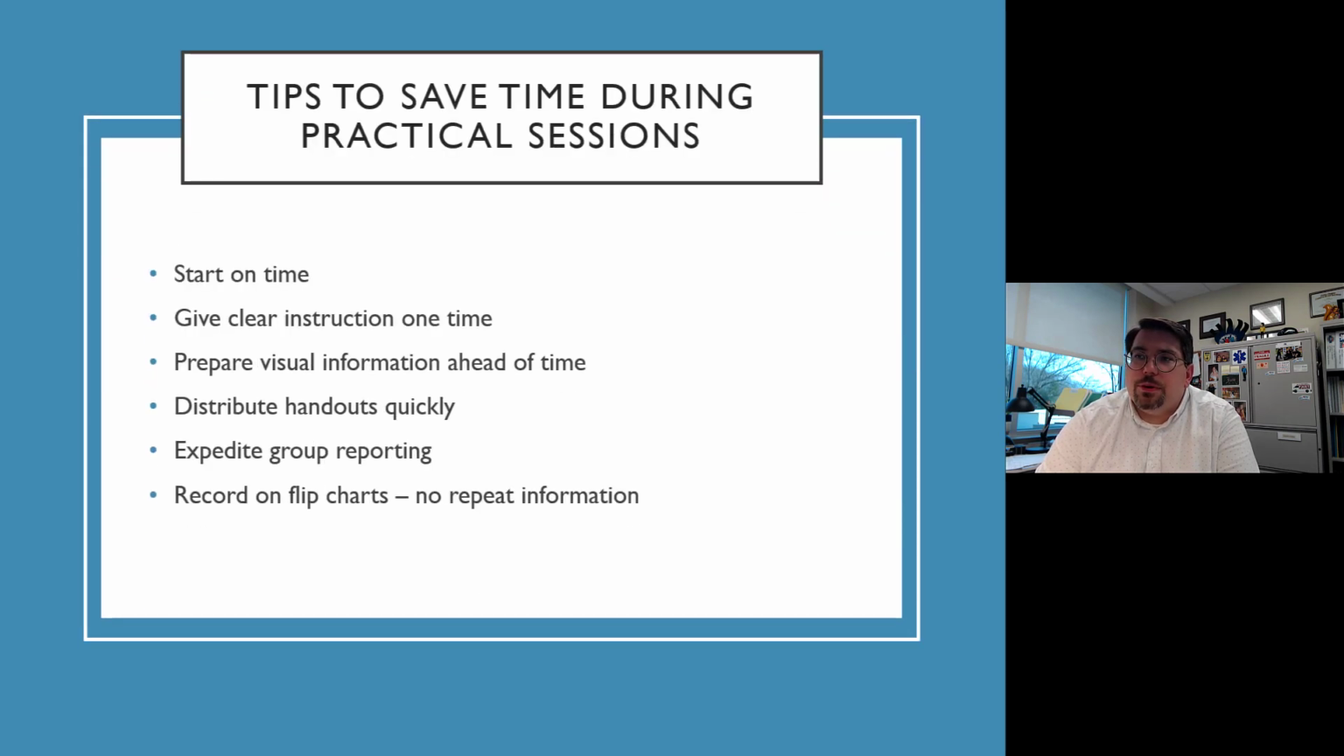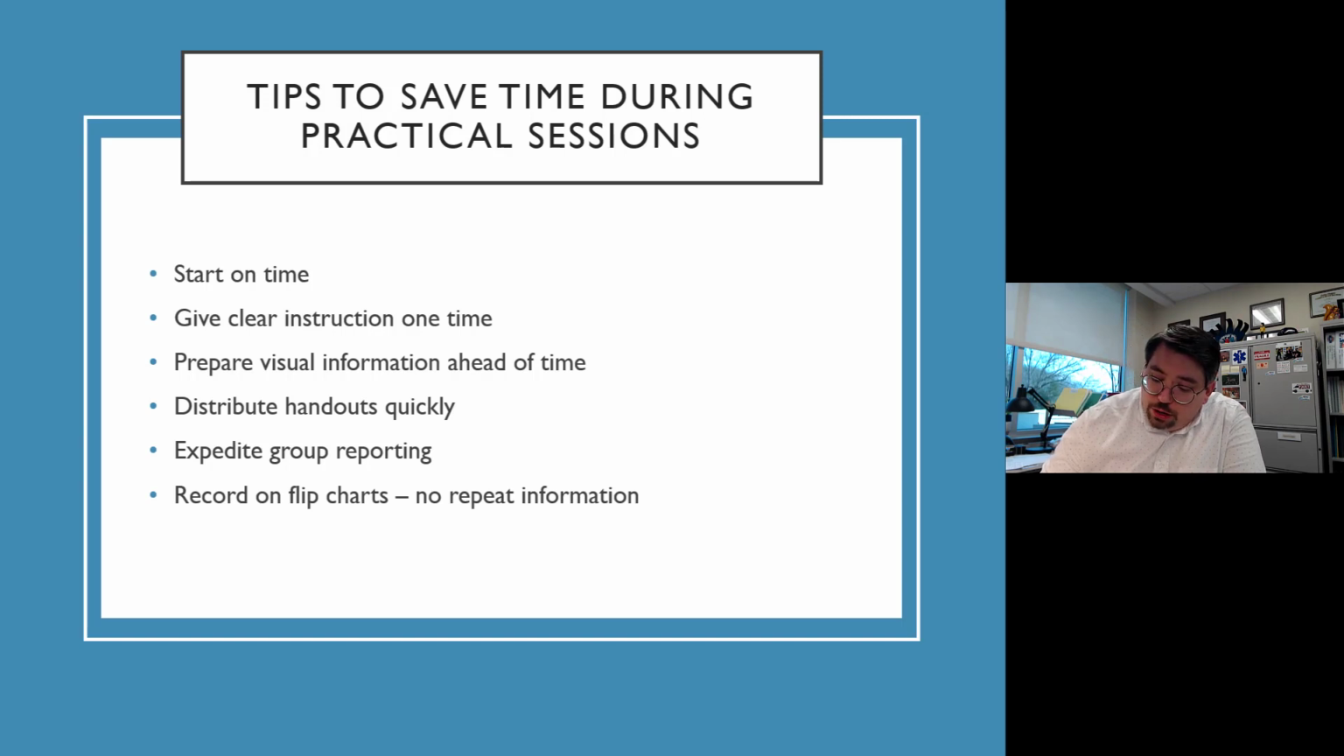So some things to help you avoid any type of time interruptions. Start on time. Give clear instructions one time. I like to also hand it out on paper. Prepare visual information ahead of time. Distribute your handouts as quickly as you can. Expedite your group reporting. And record on flip charts so you don't have to have any additional repeat information.